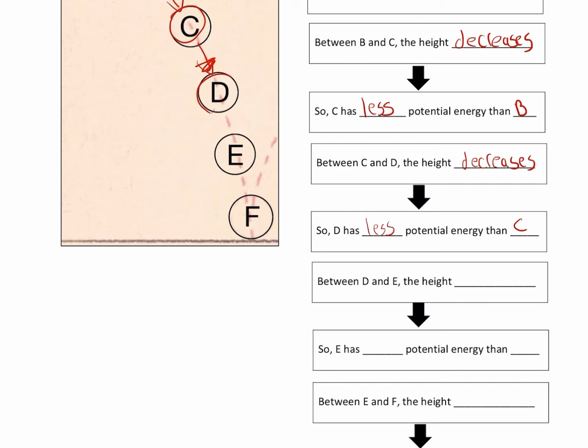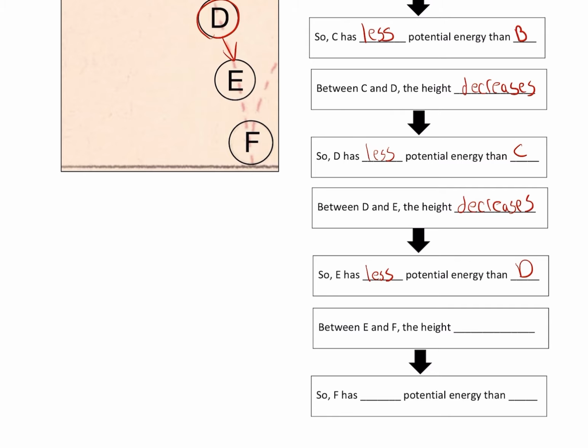And between D and E, the height gets even lower. So it decreases, and our E position is going to have even less potential energy than D. And between our last 2 positions of the ball, E and F, the height again is going to decrease, and I'm sure you guys already know what's coming. F is going to have less potential energy than E.